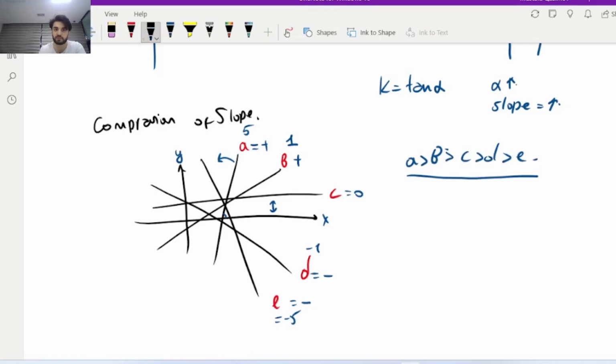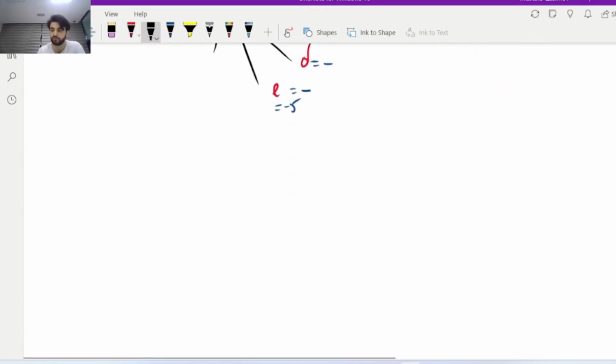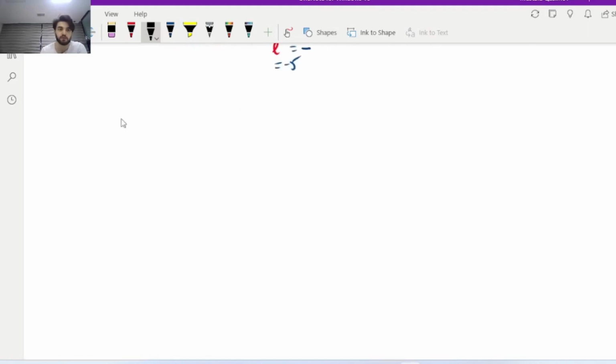I hope this one is clear for you. Now we can talk about y-intercepts. After that we will look at parallel and perpendicular lines. Y-intercept and x-intercept.